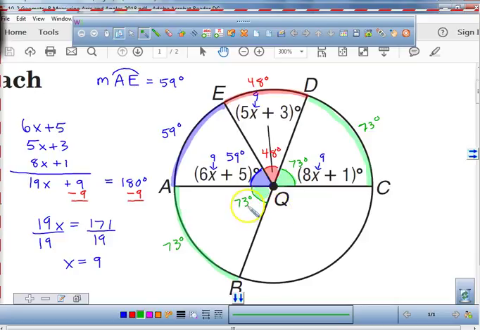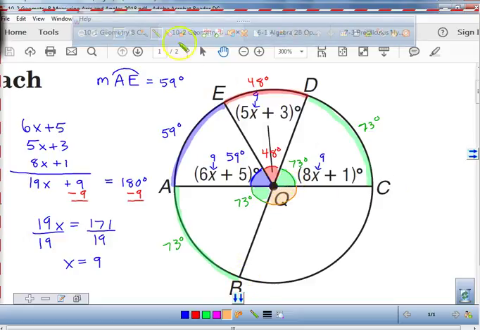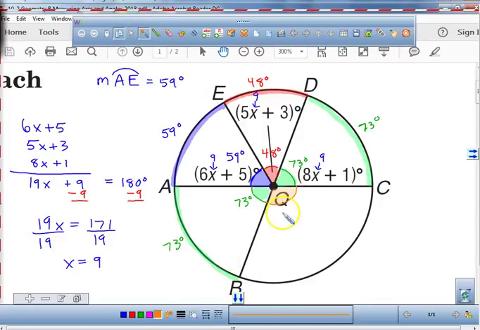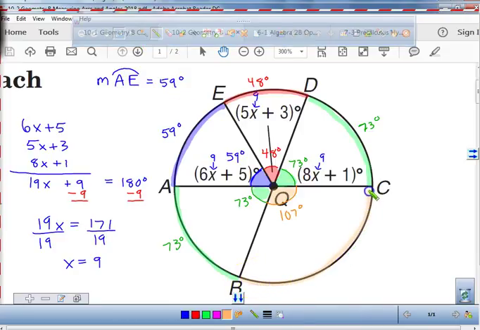Would you agree that 73 degrees and whatever we have left are going to be considered supplementary? What does supplementary mean? They have to add up to 180. So what would the measure of this central angle from B to Q to C equal? 107. That's correct. Which means the measure of this corresponding arc is also 107 degrees.